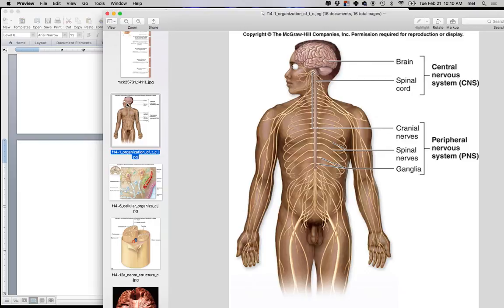So it's not that impressive in me, right? I'm short. It's more impressive in him. It'd be way more impressive in Shaquille O'Neal if he was here, right? So they're really, really long, those axons.